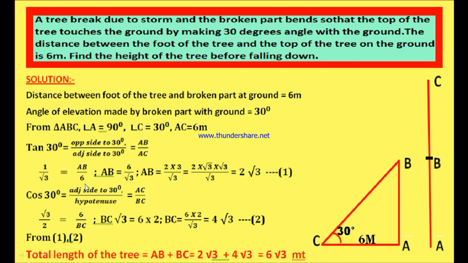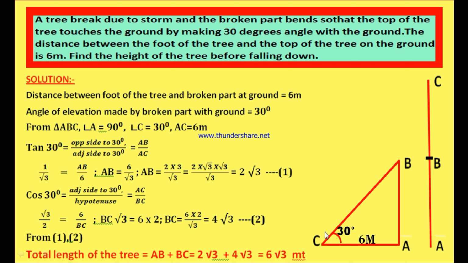AC value is equal to 6. Then AB is equal to, here this 6 is dividing AB and on the other side it goes to the numerator, that is 6 by root 3. AB is equal to 6 by root 3, or you can write this 6 as 2 into 3, 2 times 3 by root 3. Now 3 can be written as root 3 into root 3. This root 3 and root 3 will be cancelled and AB value is 2 root 3 meters. Now we found one value, AB.